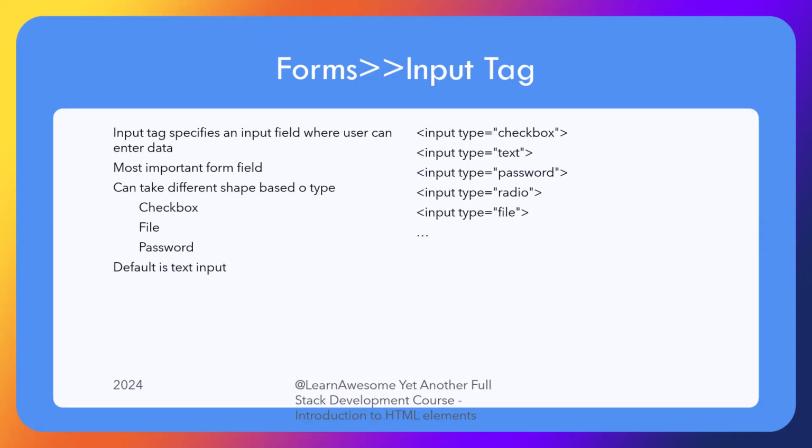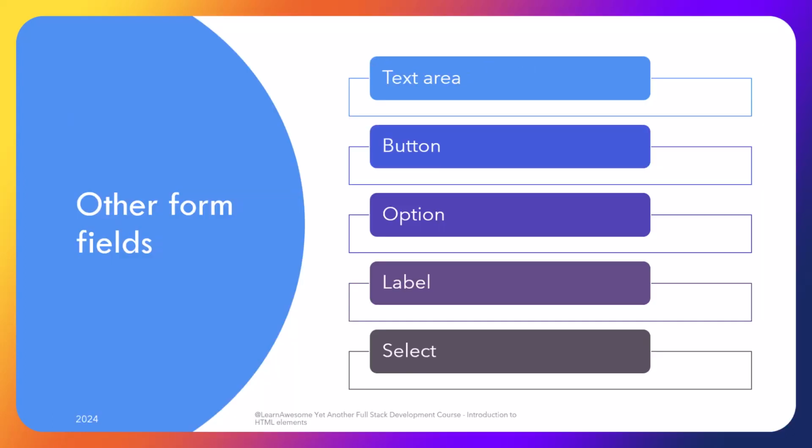Input element specifies an input field in the form where user can enter data. It is the most important form field and can take different shapes depending on the type attribute like checkbox, file, password, text, etc. Unless explicitly specified, the type is text. There are a bunch of other form fields that we can quickly go over.